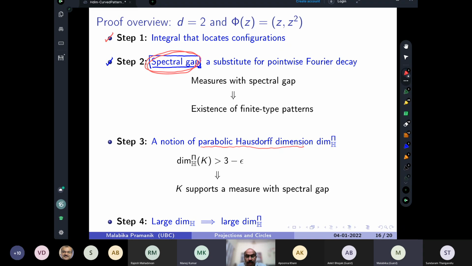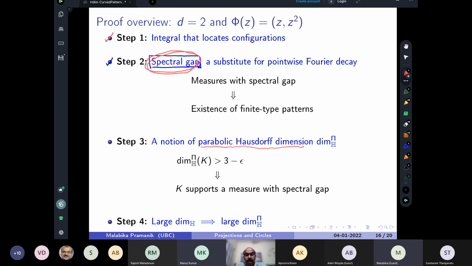So we had to do some work because we are dealing with general finite type patterns. We had to come up with a variant that would be a working substitute for this parabolic Hausdorff dimension.